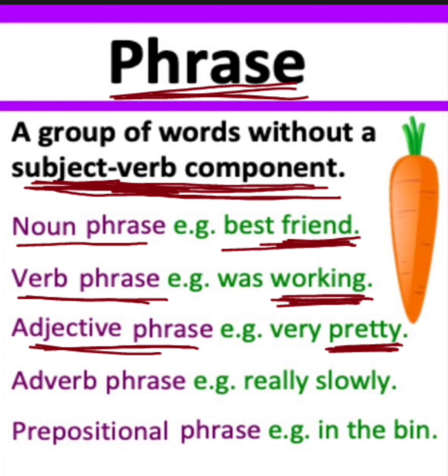The fourth type, which is an adverb phrase, is a phrase which has an adverb as its head word. For example, really slowly. Here, slowly is an adverb and the head word is an adverb. That's why the whole phrase is an adverb phrase. Really is also an adverb, but here the head word is slowly, which is an adverb, and because of slowly, the phrase is an adverb phrase.